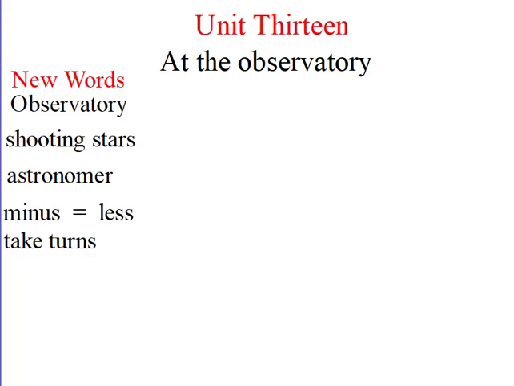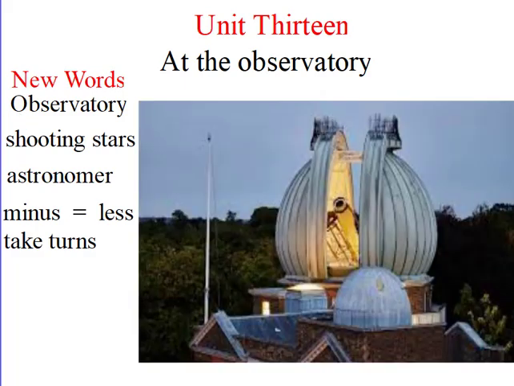The observatory. The observatory is a place where we can see the planets and the outer world close to the Earth using some equipment, scientific equipment. So this is the observatory.